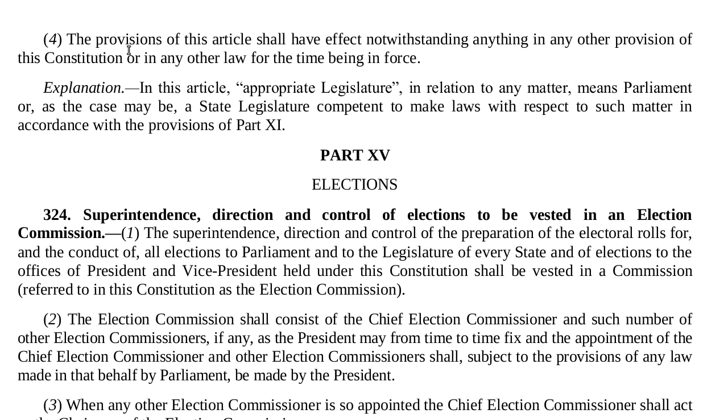4. The provisions of this article shall have effect notwithstanding anything in any other provisions of this Constitution or in any other law for the time being in force. Explanation. In this article, appropriate legislature in relation to any matter means Parliament or, as the case may be, the state legislature competent to make laws with respect to such matter in accordance with the provisions of Part 11. Part 15. Elections.